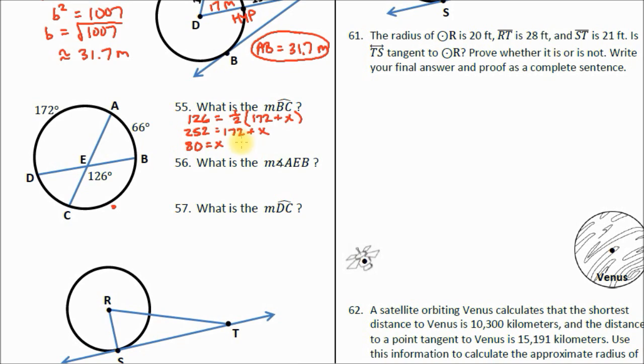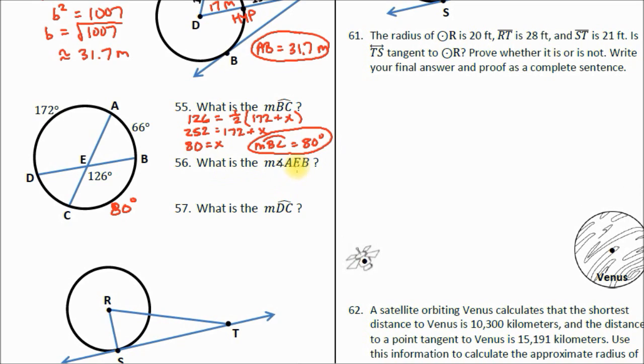Remember, that's not our answer. Our answer is the measure of arc BC is equal to 80 degrees. There is our answer, so I'm going to go ahead and fill that out. This is 80 degrees.